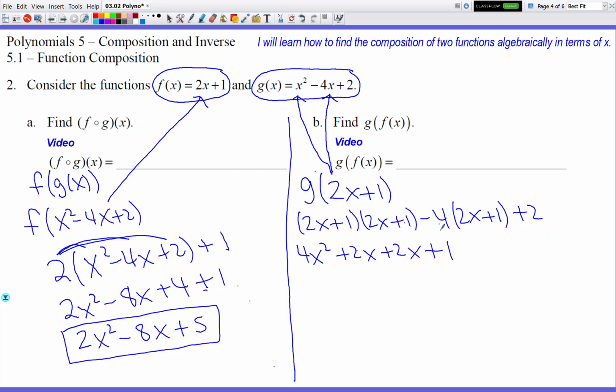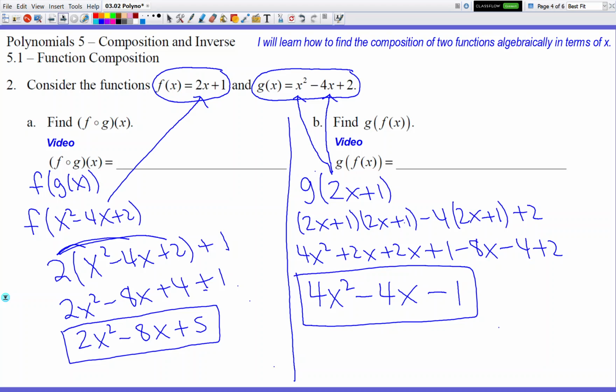Then I'm going to distribute the negative 4. So negative 4 times 2x is negative 8x. And negative 4 times 1 is negative 4. And then plus 2 at the very end. Okay, so now let's do like terms. Nobody matches with 4x squared, so he stays the same. I got 2x, 2x, negative 8x, so that's going to make negative 4x. Then I got 1, negative 4, and 2, so that makes negative 1. And you're done.